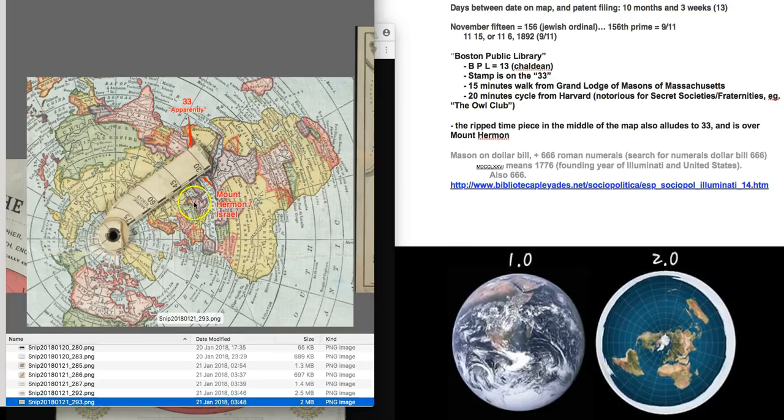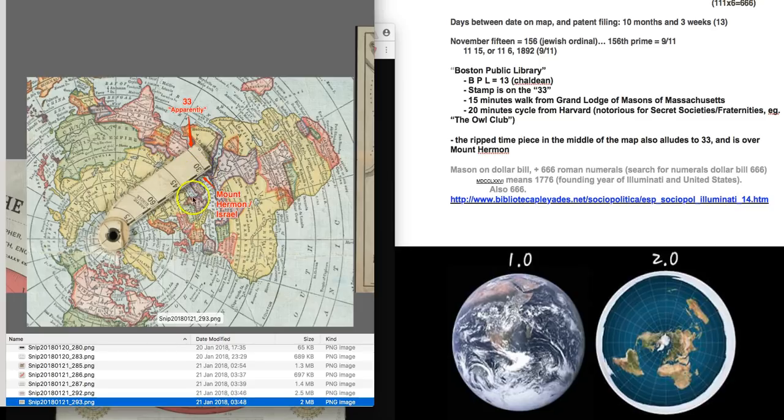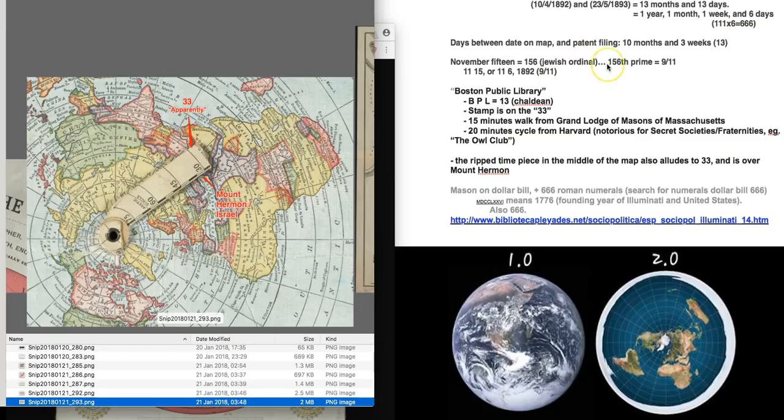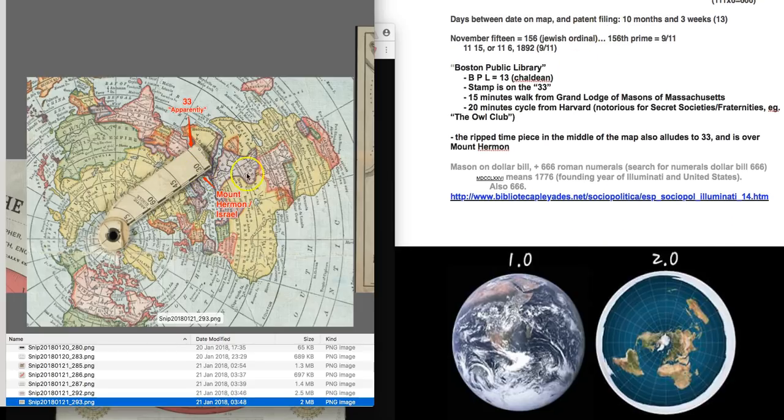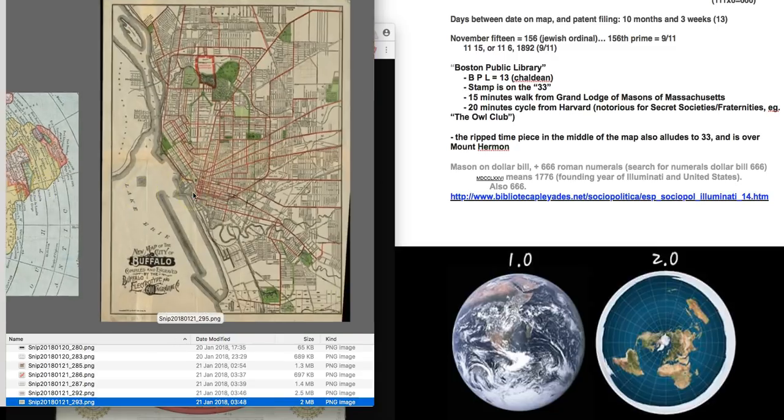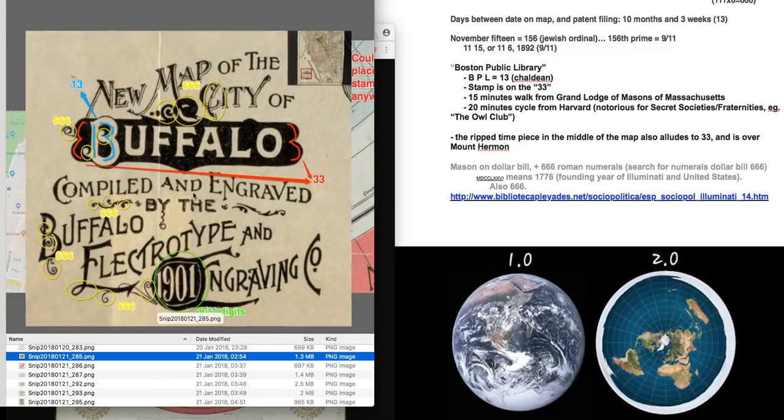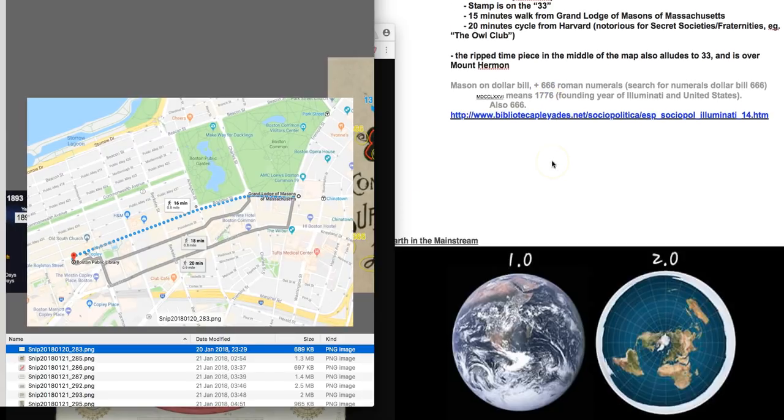That's what the significance of the 33 is. So 33rd degree latitude there and 33rd degree longitude. So it's pointing to that. The map is called the Gleeful Sons. It's like the gleeful sons of God, the gleeful fallen angels. But that's a whole other story.